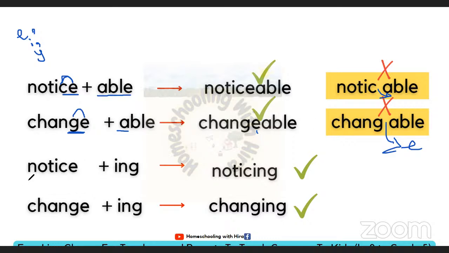However, if you are adding a suffix to words that have soft C and soft G at the end, and your suffix begins with E, I, or Y, like ING, it's an I suffix. So you can remove this E and you can write noticing without E. You can write changing without E. Right? I hope that this is clear. If you want to learn more about this rule, you will get the video on my YouTube channel.